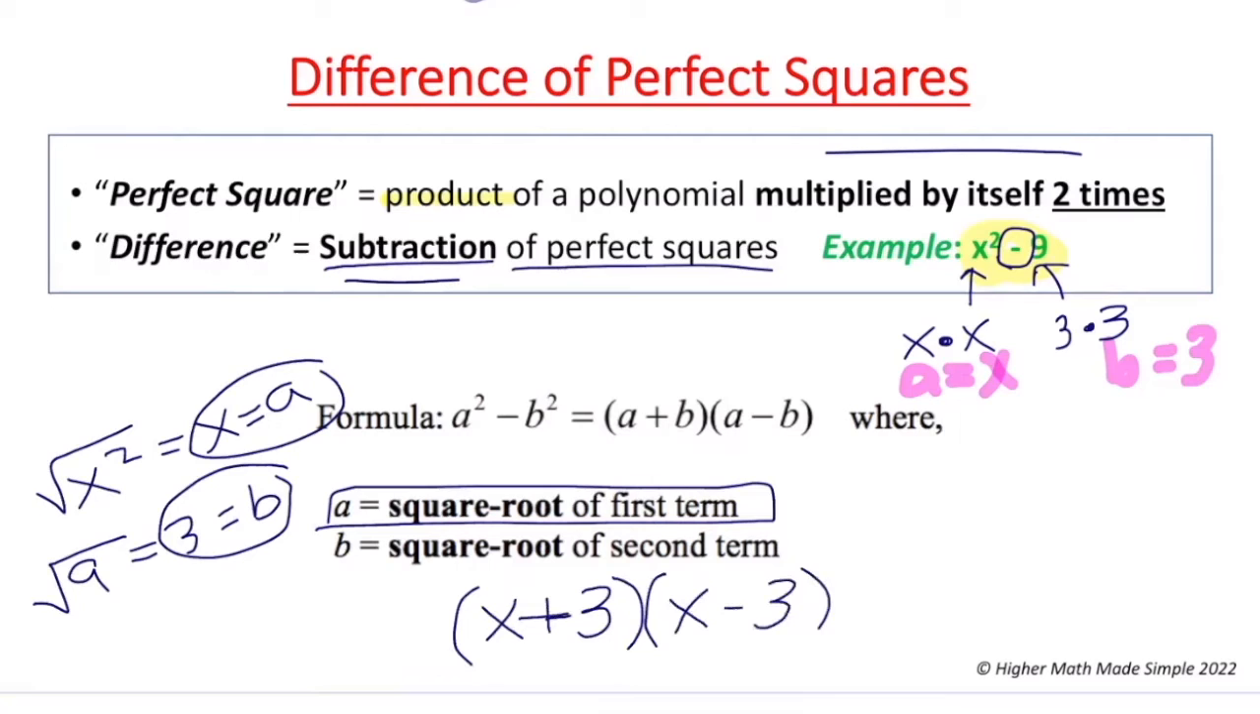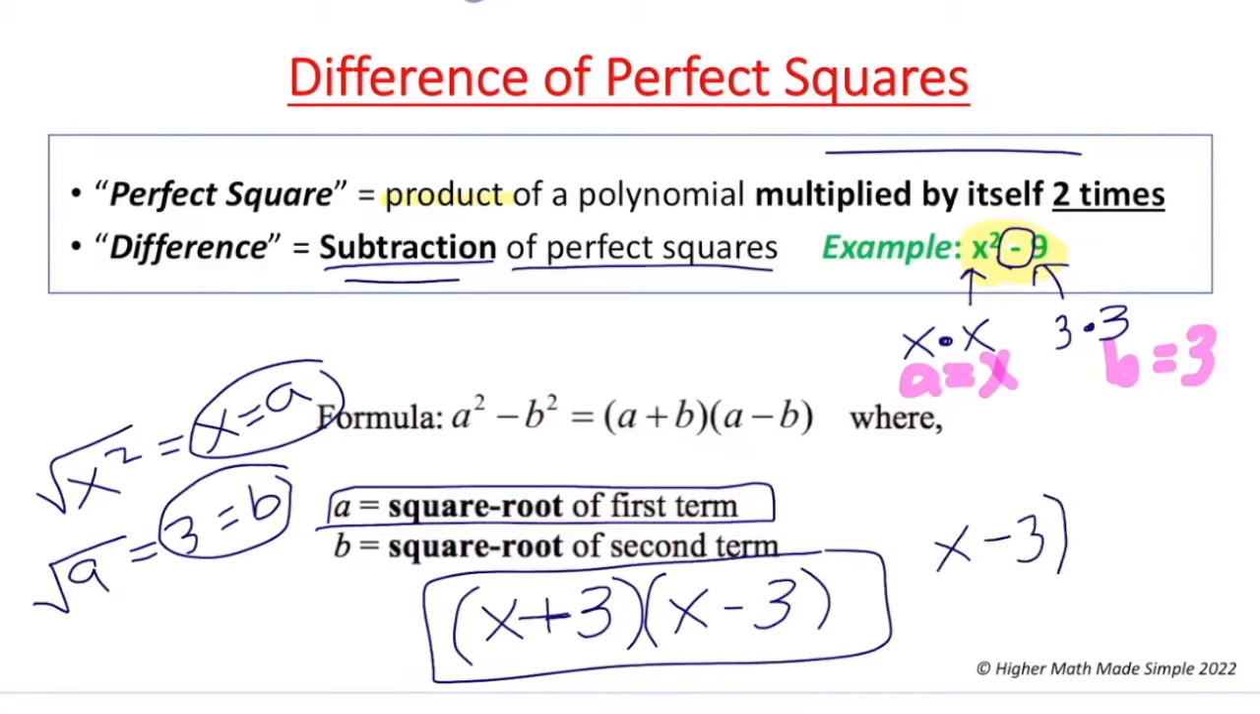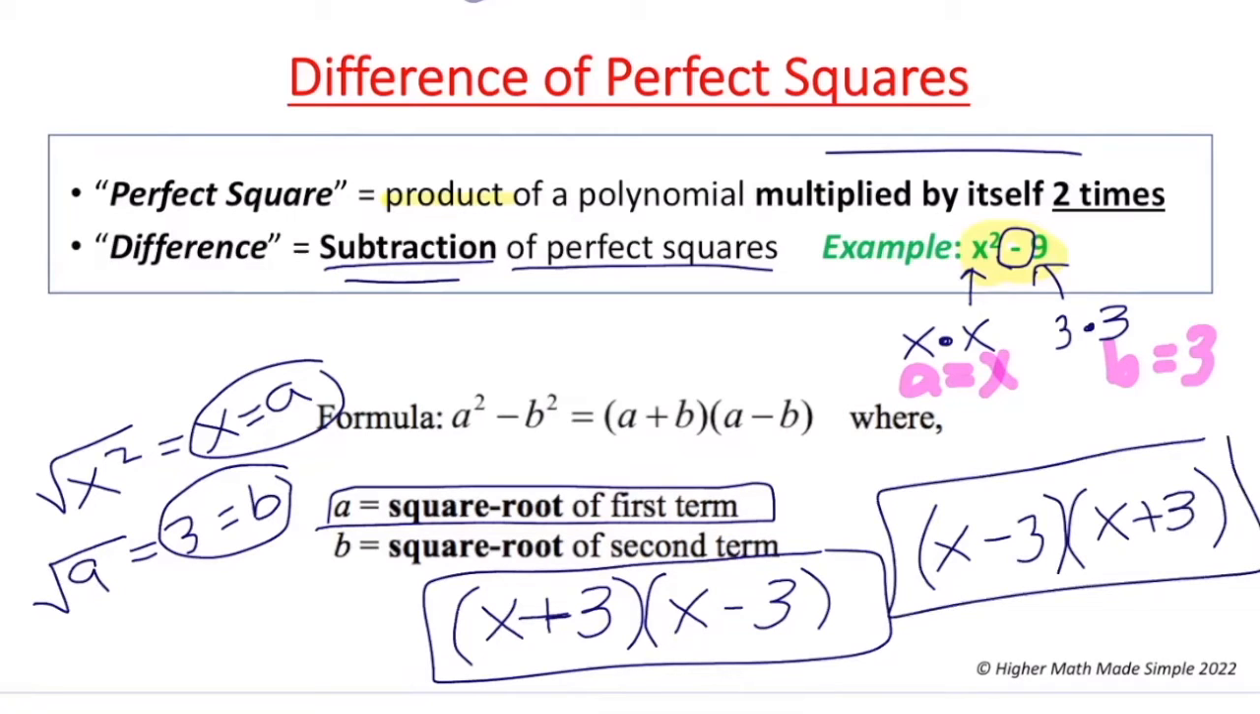Now, does it matter which way you do it? Actually, no. If people wrote x minus 3 times x plus 3, because of the commutative property of multiplication, it would be the exact same answer. So either one of those would be correct.